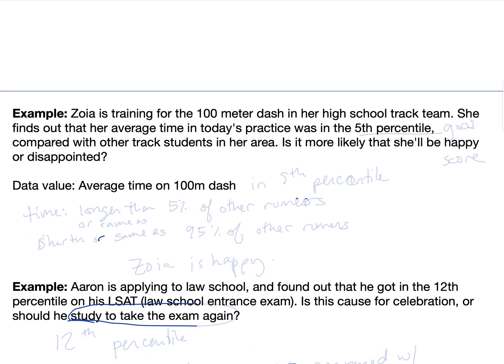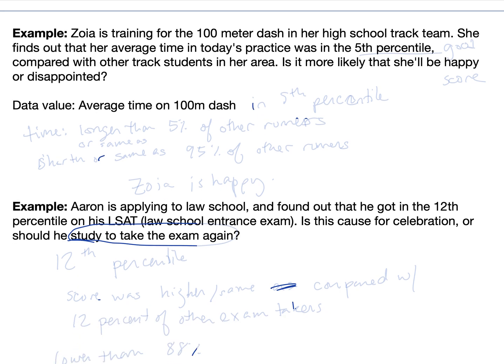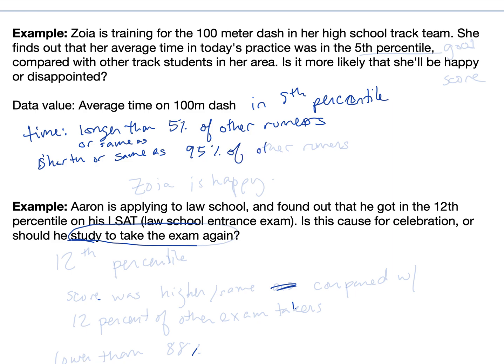Okay, so should Zoya be happy or disappointed? Her average time in the 100-meter dash is in the 5th percentile. What does that mean? That means that the actual time she took to run this 100-meter dash was longer than or the same as 5% of other runners, and shorter than or the same as 95% of other runners.